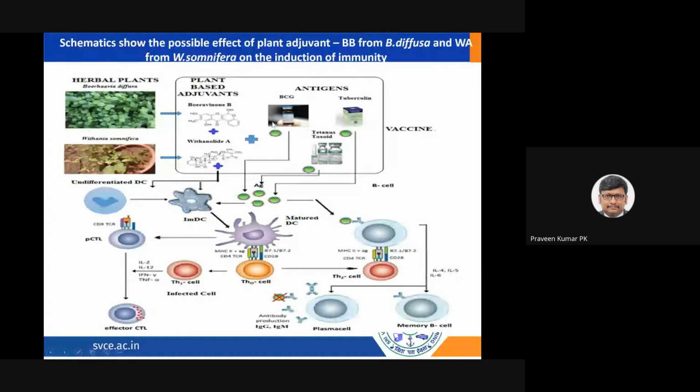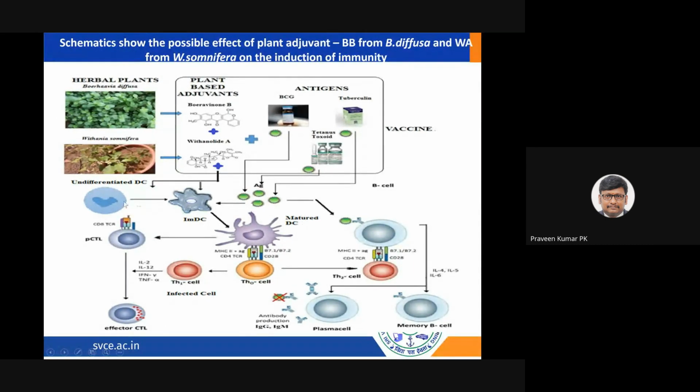In my lab, I worked even on plant-based adjuvants, where these are plant compounds obtained from Boerhavia diffusa. In Tamil, we call this plant Mukkurattai Keerai, and Ashwagandha, which we call Withania somnifera. And here I got a withanolide compound. With the antigens BCG, tuberculin, and tetanus toxoid, I worked on the effect of my plant compounds on the life stages of dendritic cell development.